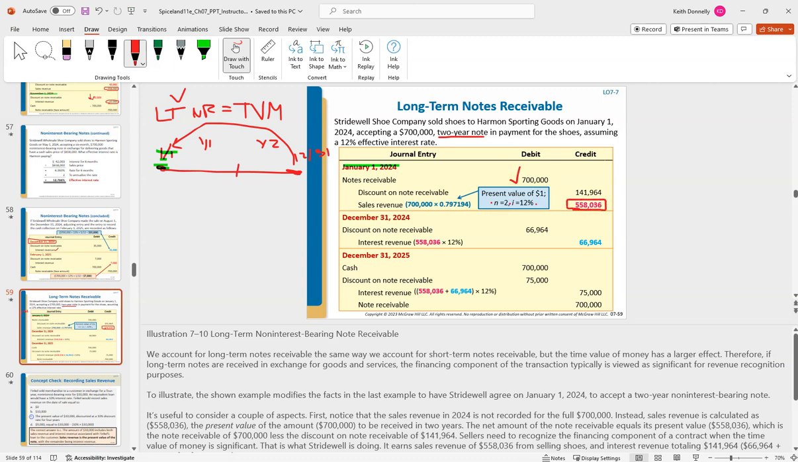So debit note receivable, 700. Present value, the sales revenue, 558. The difference there will be the discount, right, of 141.